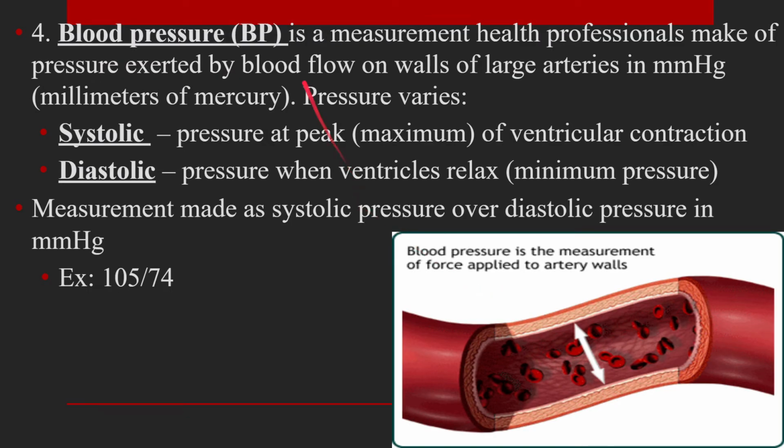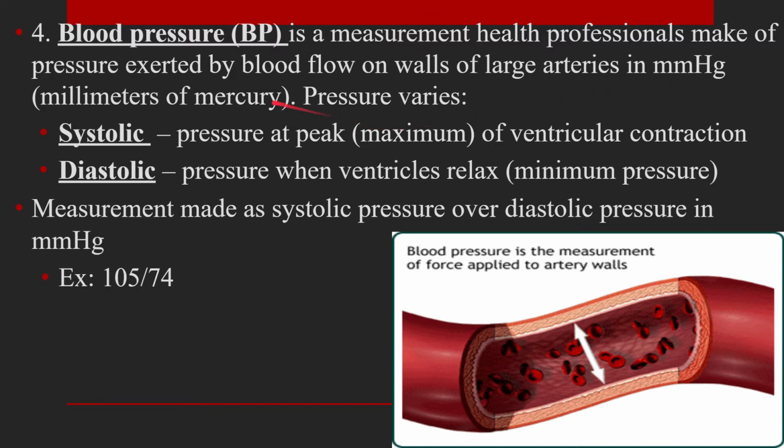The next vital sign is blood pressure. So this is the pressure that's exerted by your blood flow as the blood passes through large arteries. And so the blood is going to push against the walls of large arteries and put pressure on them. The unit is millimeters of mercury because back in the olden days, we used to take temperature and things like that by using mercury thermometers. And so the pressure would push the liquid mercury up, and it's chemistry.